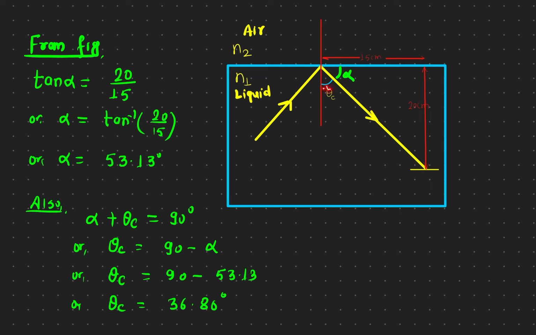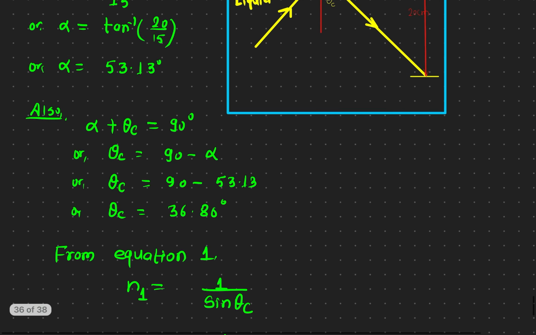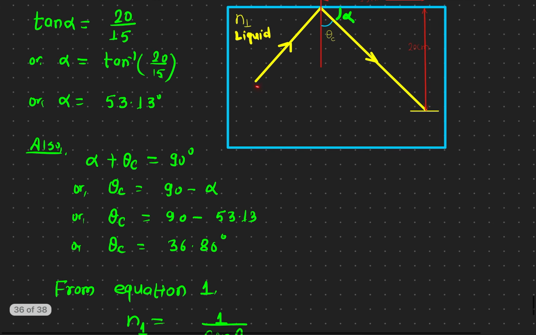So theta c would be 90 because this total angle is 90 degrees. So theta c, that is the critical angle, in fact it is greater than the critical angle, but I'm simply calling it the critical angle, is 90 minus alpha. If I solve, it will be 36.86 degrees. That means the critical angle must be smaller than 36.86 degrees, because in this case, this is total internal reflection.